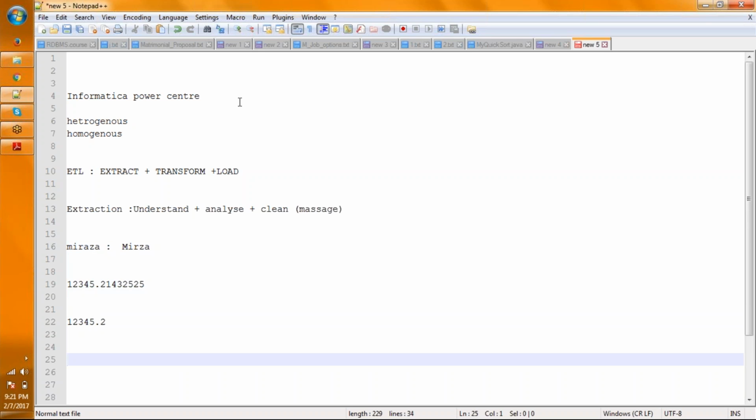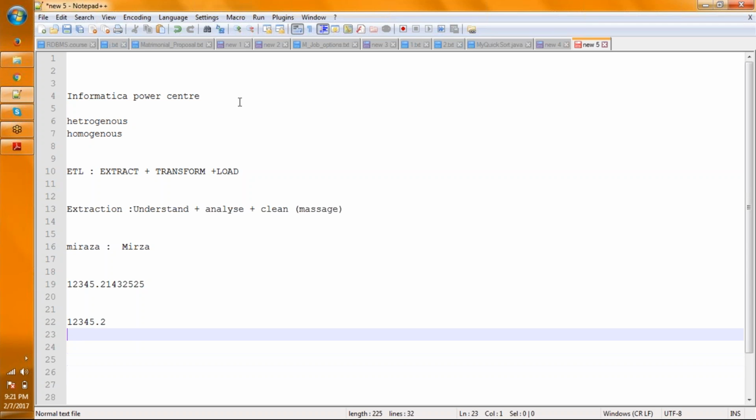Third part is load. It involves assigning the dimensional keys and loading the data into the warehouse. Mirza, are you familiar with the dimensional data modeling concepts? Yes, a little bit. You know what dimensions are, what facts are, what a data warehouse is, what a data mart is.